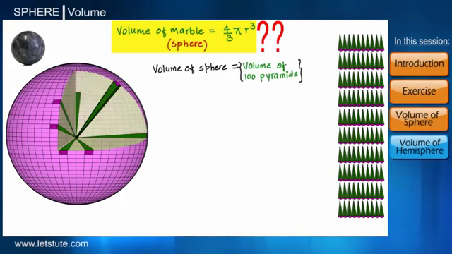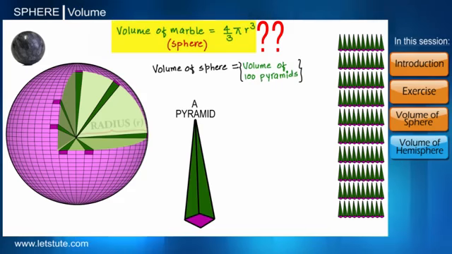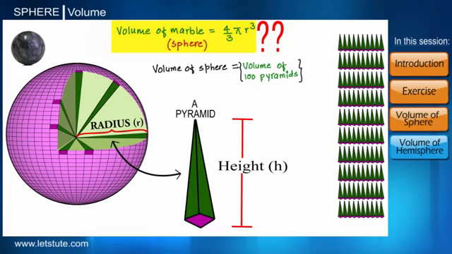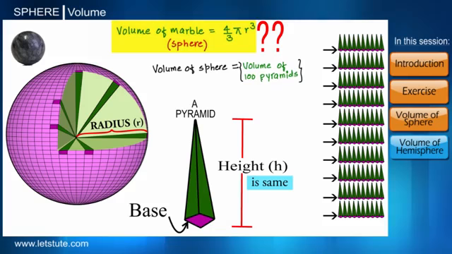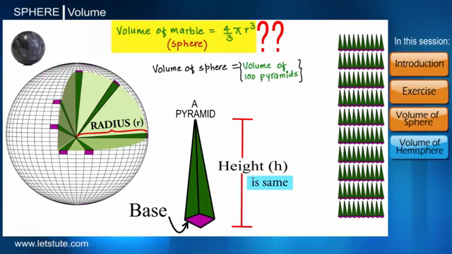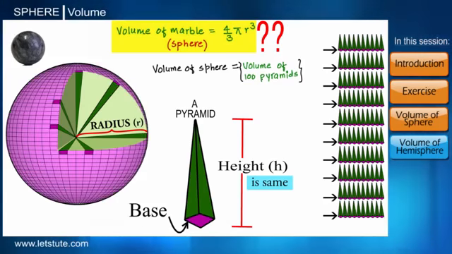If we cut open the sphere, we can see that the radius of the sphere is actually the height of the pyramid. And as we all know, the radius of the sphere is the same throughout. Therefore, we can conclude that the height of all pyramids is the same. But when we talk about the bases of these pyramids, they form the surface area of the sphere. But unlike height, they may differ in their areas.